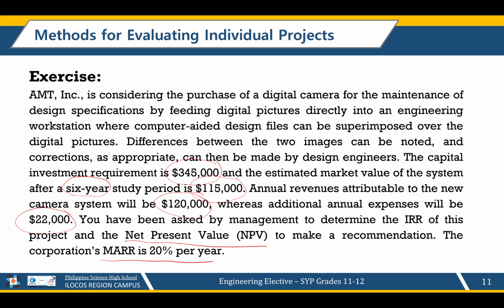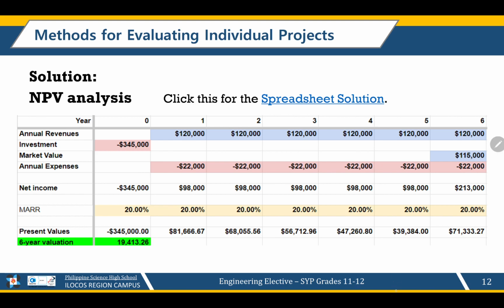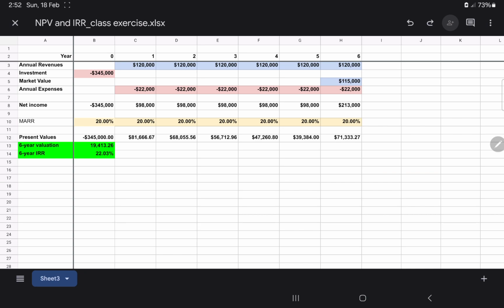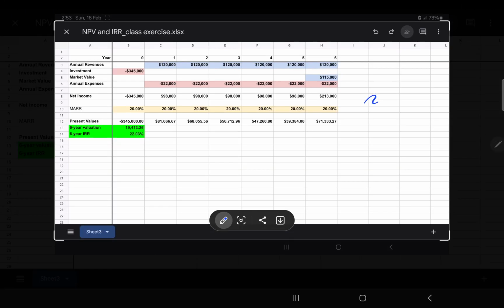Using these values, we can use Excel. So let me go to my Excel file. Given the study period of 6 years, I can write this here, 6 years. For the annual revenue, we have a positive cash flow amounting to 120,000 each year, starting from year 1, year 2, 3 up to year 6.